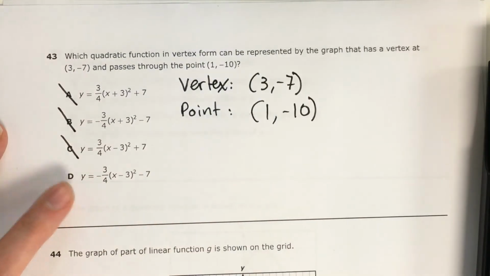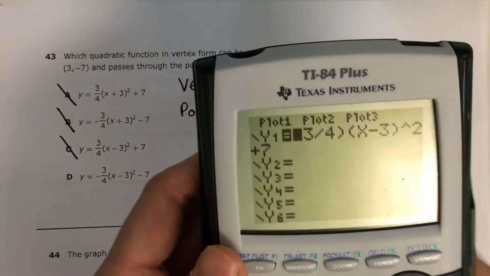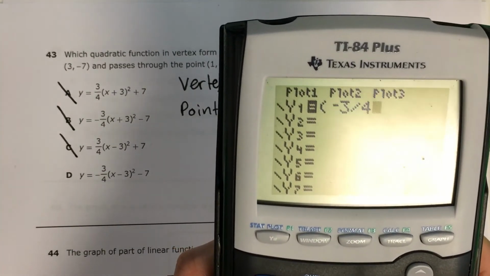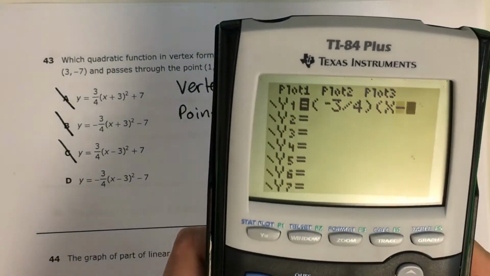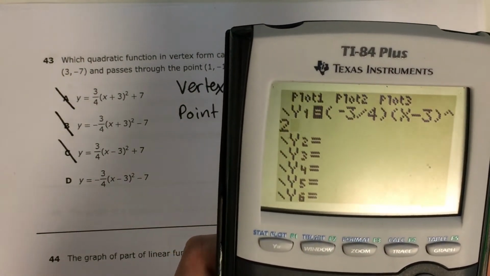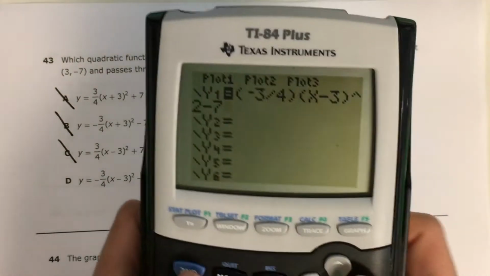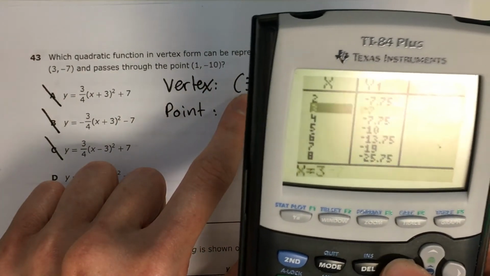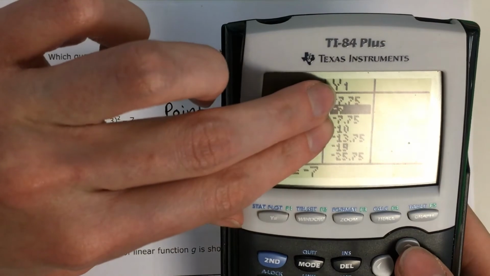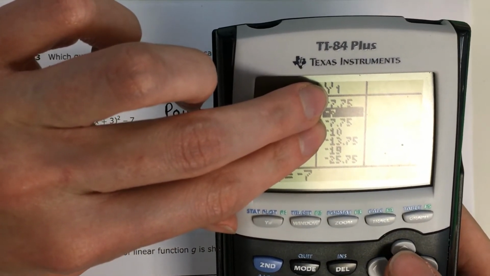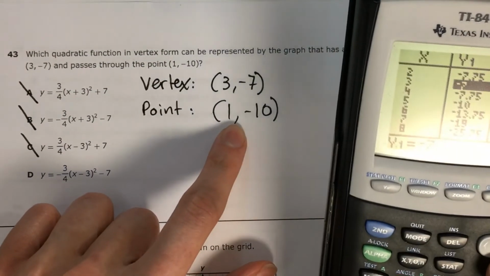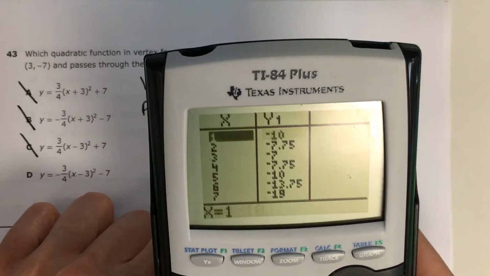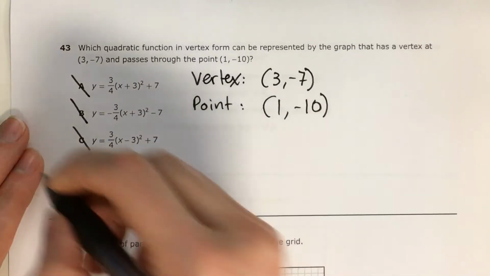So I'm thinking it's D. Let's check that one. So Y equals, clear. Parenthesis, -3 divided by 4, parenthesis, x minus 3, parenthesis, squared, minus 7. Go to the table, second graph. Is 3 with -7? Yes. Is it the vertex? Yes, because what is up and down are the same. And the point is 1, negative 10. Let's see, 1, negative 10. Perfect, that works. So my answer is D.